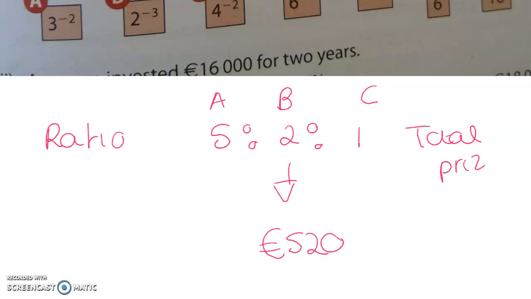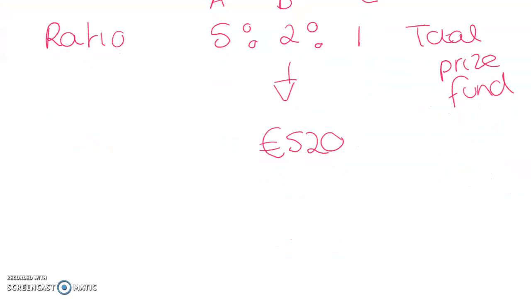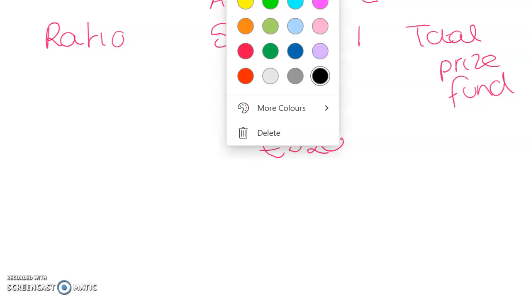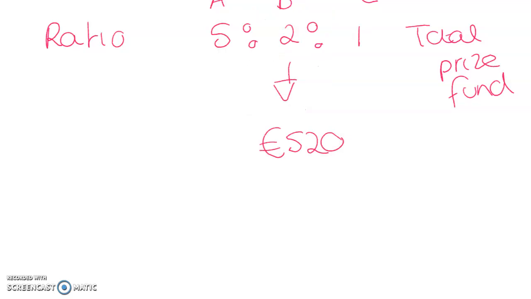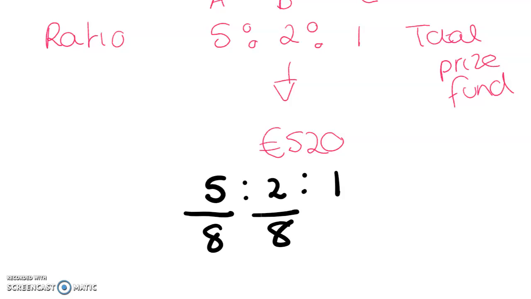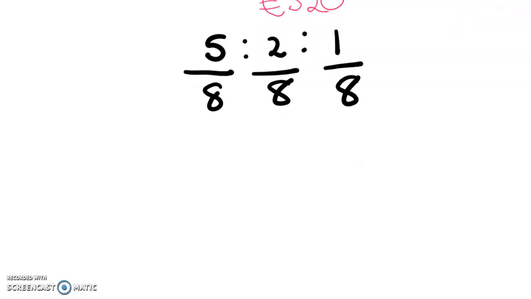Okay, so the first thing I'll do is, we're very, very lucky, these are whole numbers. If they're whole numbers, all I'm going to be doing is putting the 5, the 2 and the 1 as a fraction of the total. So 5 plus 2 is 7, 7 plus 1 is 8. So 5/8, 2/8, 1/8.